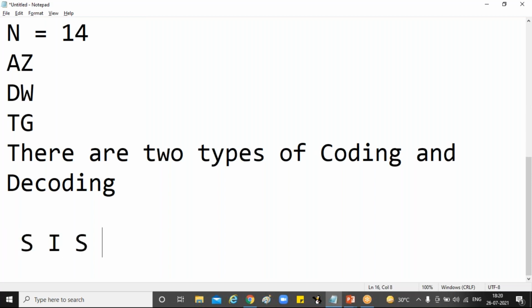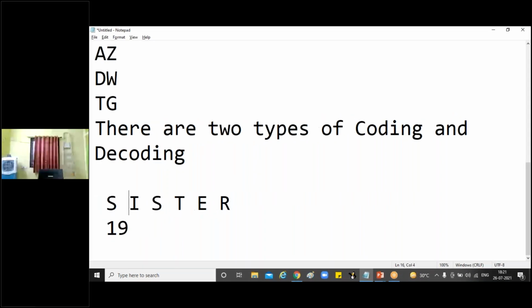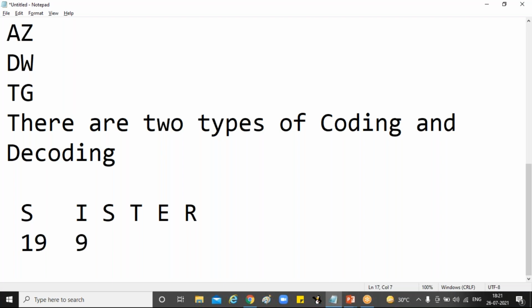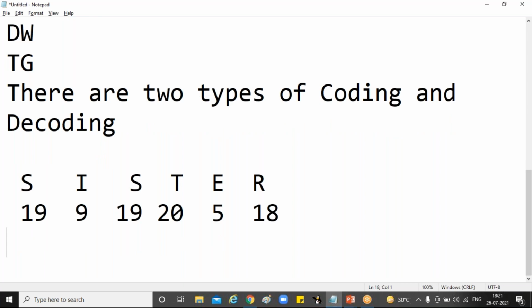SISTER. By using that, we know the numeric number of S is 19. Say yes or no? The numeric number of I is 9, and the numeric number of S is again 19, and the numeric number of T is 20, and the numeric number of E is 5, and the numeric number of R is 18. Cleared, all of you?